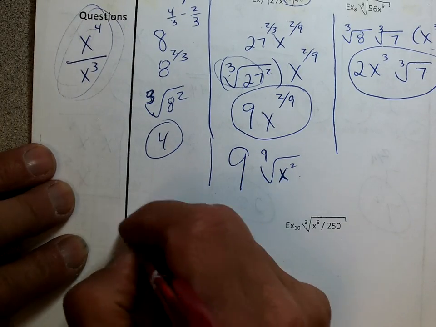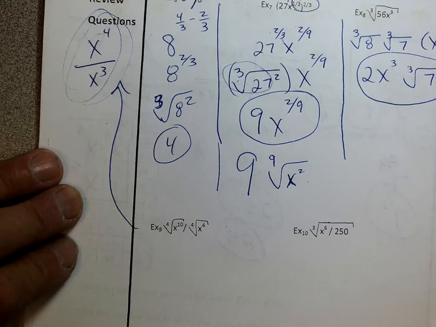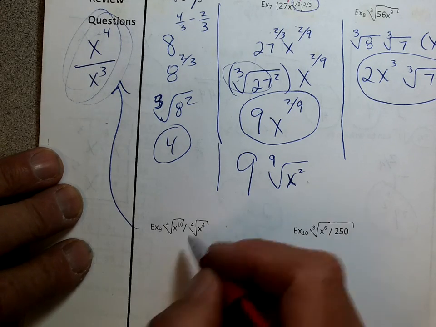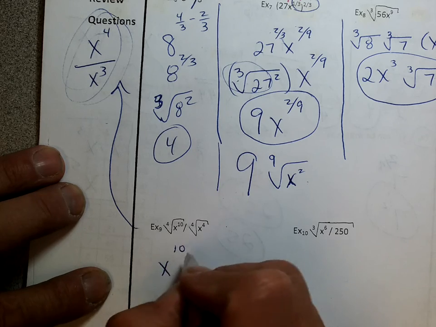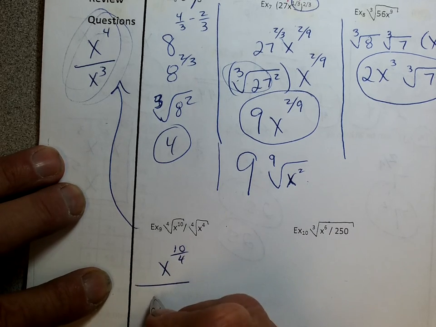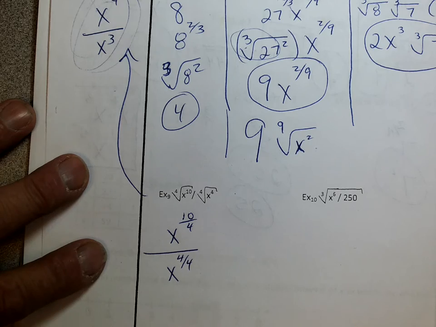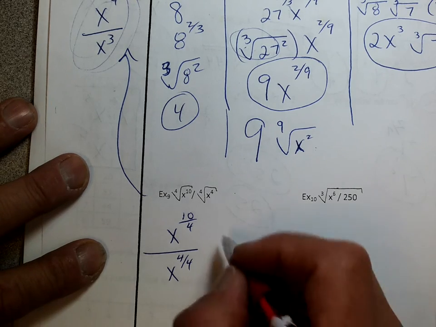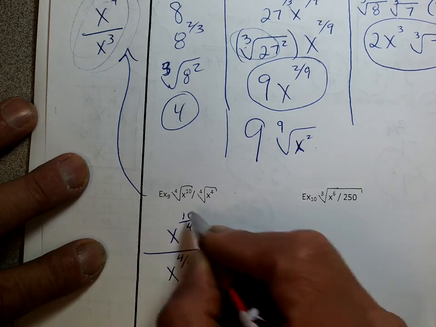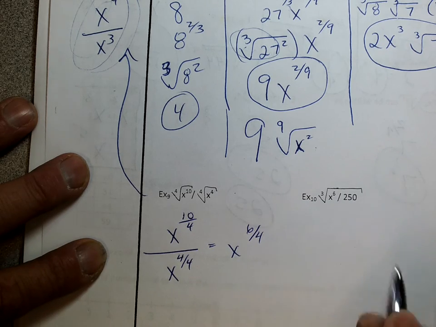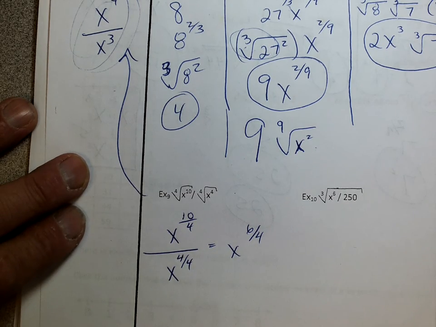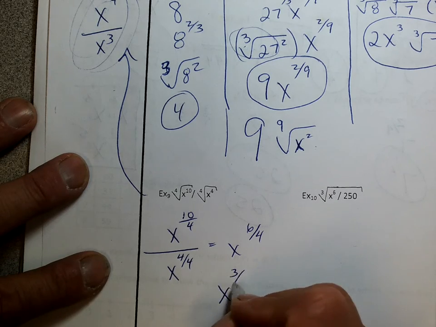Let's look right up here. If I rewrote this as x to the 10th divided by x to the 4th, I could subtract exponents, which would give me x to the 6th. You okay with that? We could reduce that to x to the 3 halves. You okay with that?